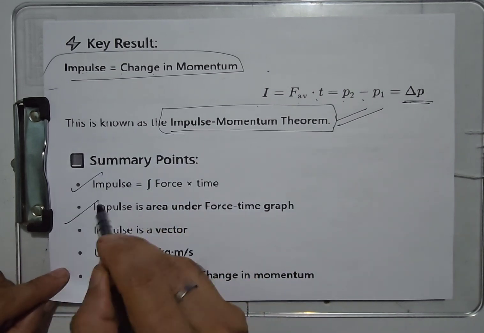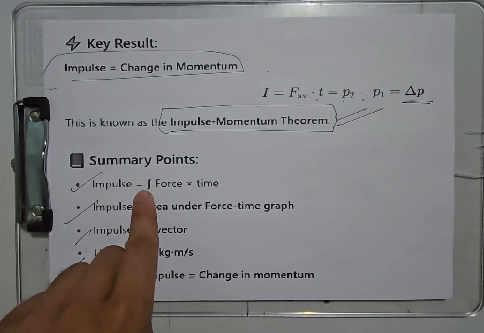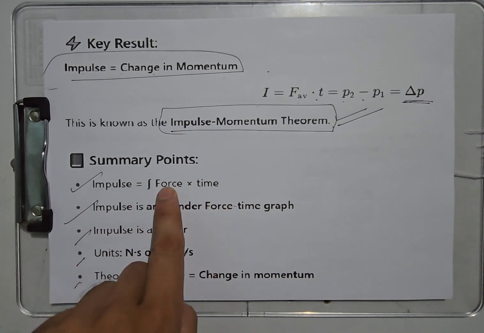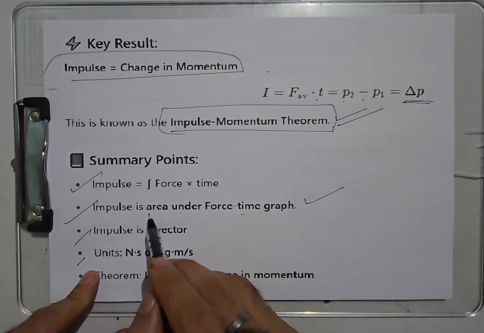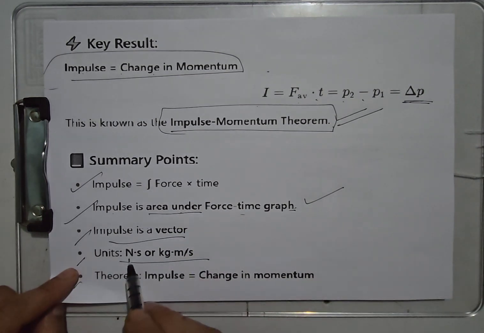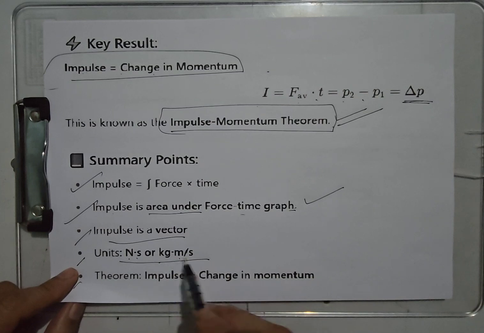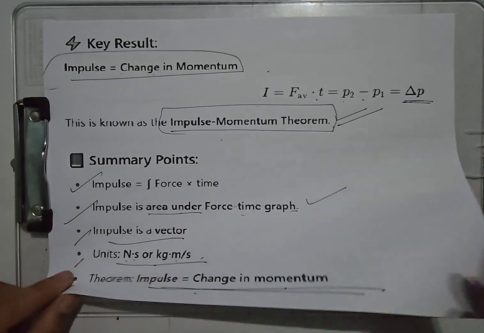So here are the summary points. First, impulse is the integration of force into time, and it could be average force, and impulse is the area under the force time graph. तो ये आपका force time graph के बीच में जो area होता है वो impulse होता है. Impulse is a vector, and the unit, as I just told you, is Newton second, or kilogram meter per second. And this theorem is called the impulse momentum theorem: impulse is equal to change in momentum.